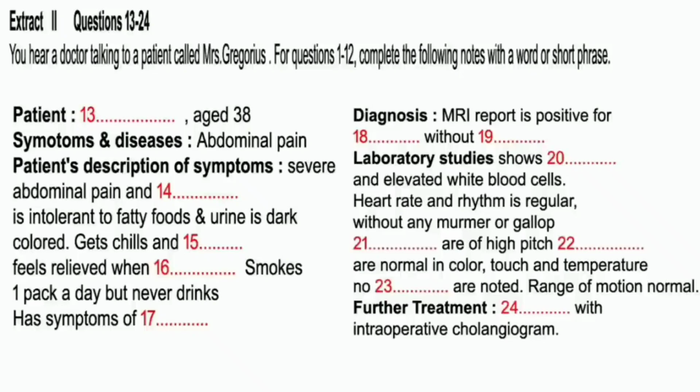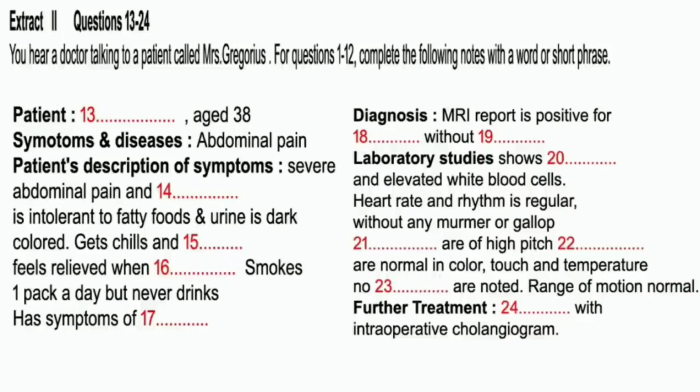Laboratory studies show that you have elevated bilirubin and elevated white blood cells. Your heart rate and rhythm is regular without any murmur or gallop. Bowel sounds are of a high pitch. Lower extremities are normal in color, touch, and temperature. No ischemic changes are noted. Range of motion is normal. You have developed gallbladder disease. I would suggest laparoscopic cholecystectomy with intraoperative cholangiogram. Okay, doctor.